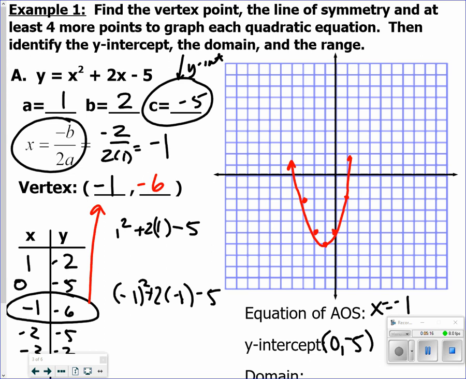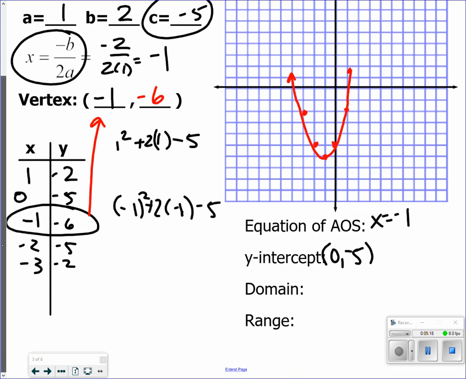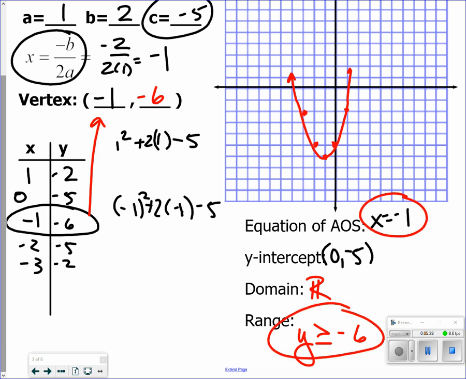Domain, I'm going to scroll down here because there are two questions here. Domain and range. So the domain is always all real numbers, just like it was before. And again, just like before, we're talking about y being either greater than or equal to, or less than or equal to. In this case, it's going upward, so greater than or equal to the y value of the vertex. So the vertex helps me get the axis of symmetry, and the vertex helps me get the range.